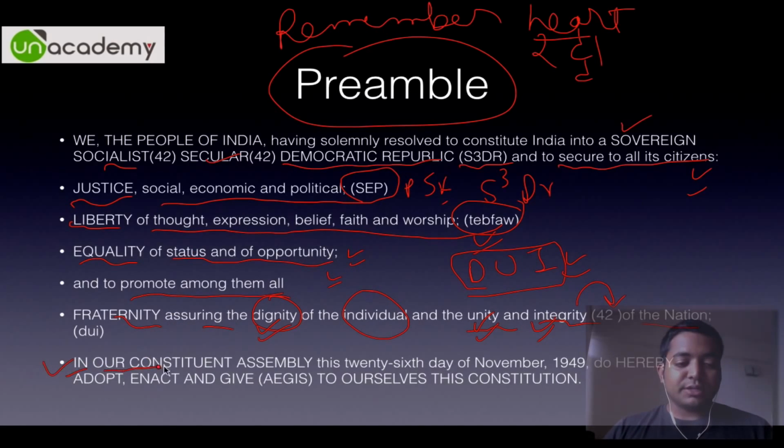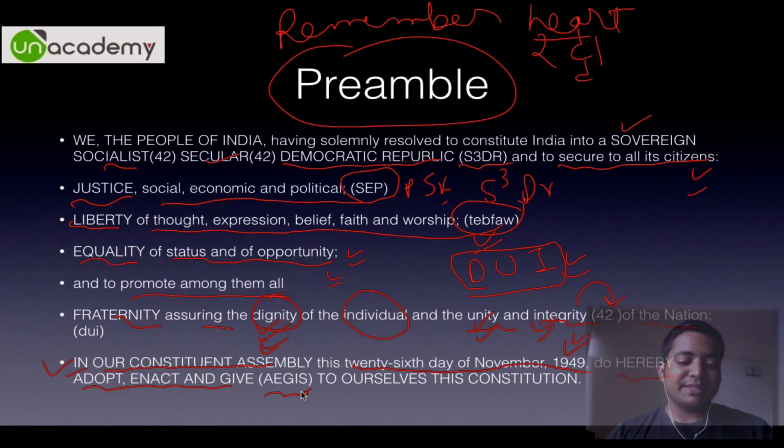In our Constituent Assembly, this 26th day of November 1949, the Constituent Assembly adopted it on 26th November 1949, but it came into effect on 26th January 1950. Why is that? If you still do not know the answer, do watch part 1.1. Do hereby adopt, enact and give.